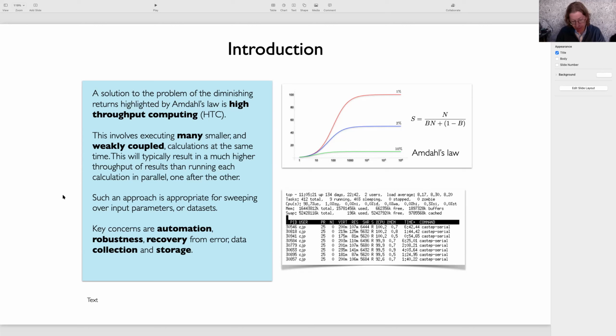The ability to recover from an error if you've encountered one is important as well. And then, very importantly, once you've done the calculations, you need to collect the data in some way. So you need to think of file formats or storage strategies so that you gather this data together.